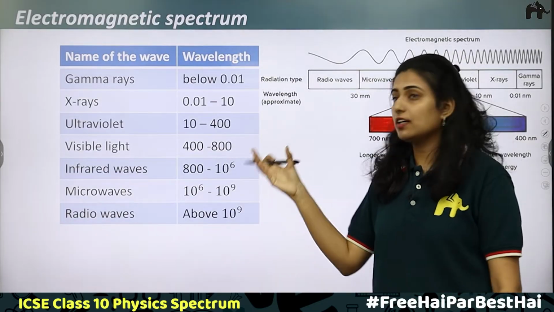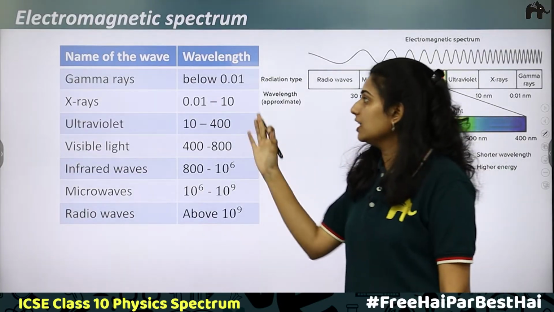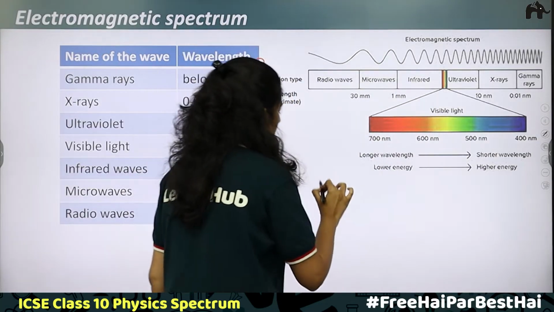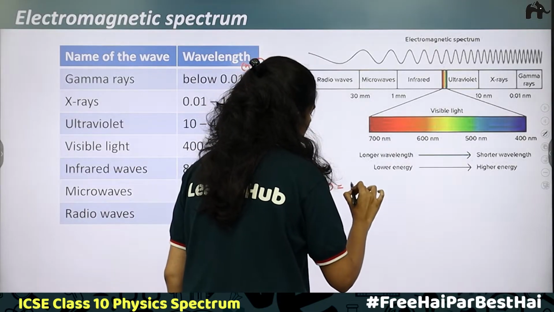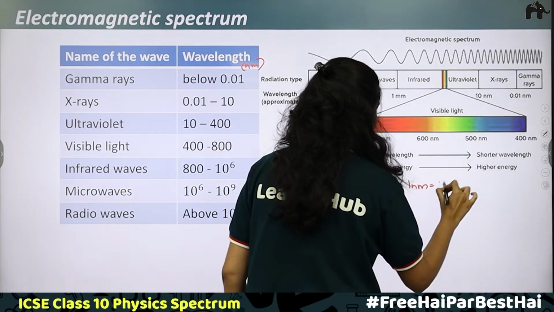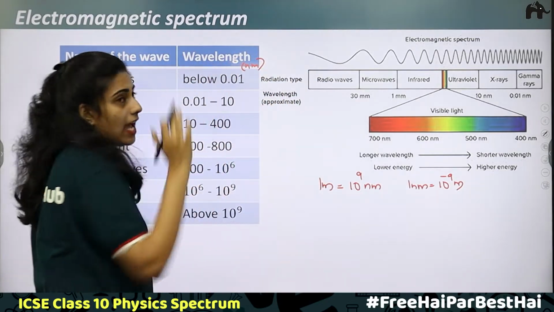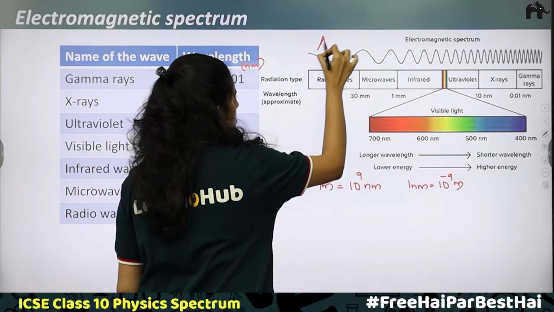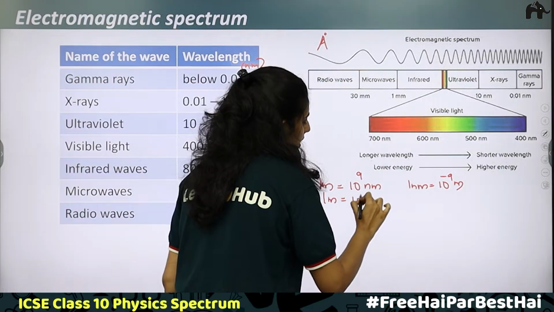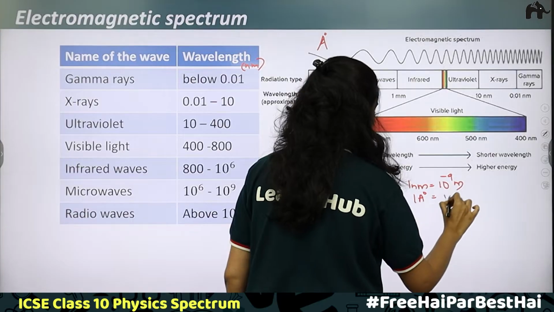You should have an idea about the wavelength values of the different radiations, because sometimes you may get problems where you have to find the wavelength and predict which type of radiation it is. Here the wavelength in nanometers is given. What is a nanometer? We know 1 meter is equal to 10 raised to 9 nanometers, or 1 nanometer is 10 raised to minus 9 meter. Wavelength will either be given in nanometer or in another unit, angstrom. 1 meter is equal to 10 raised to 10 angstrom, or 1 angstrom is equal to 10 raised to minus 10 meters.